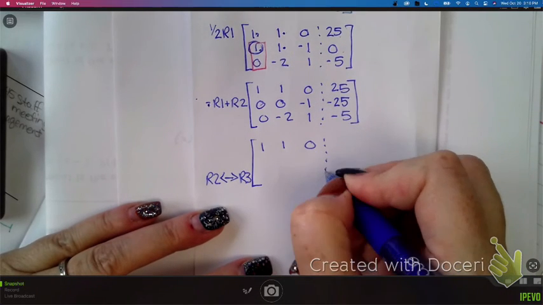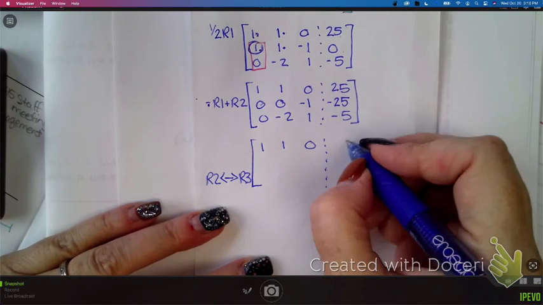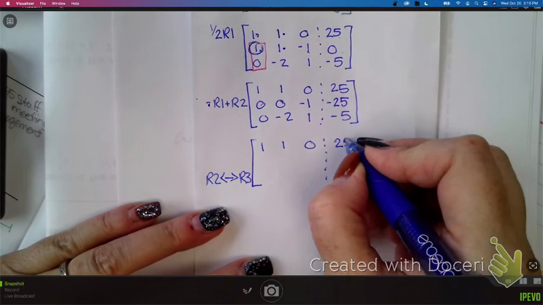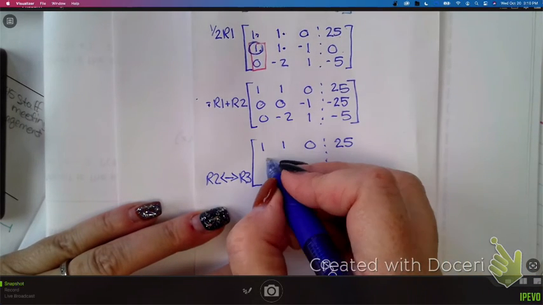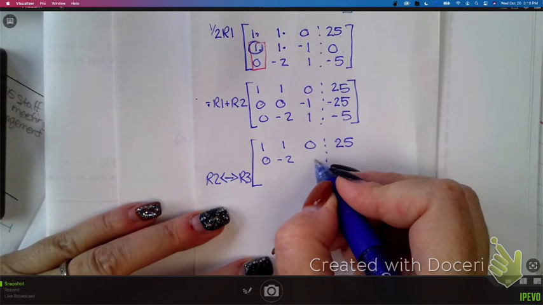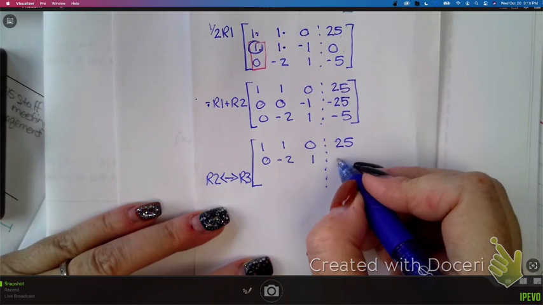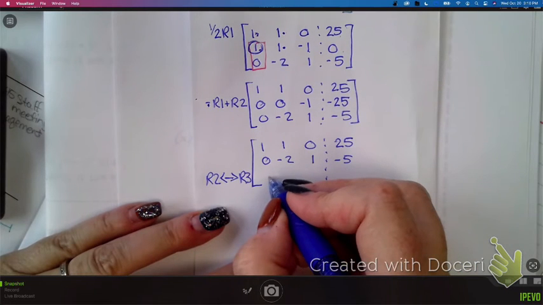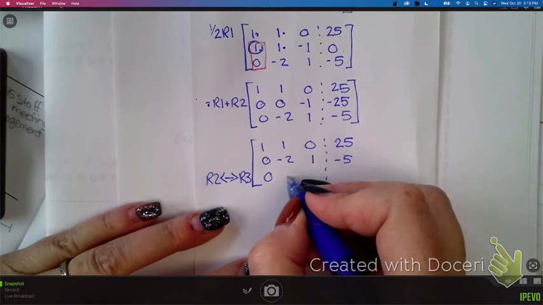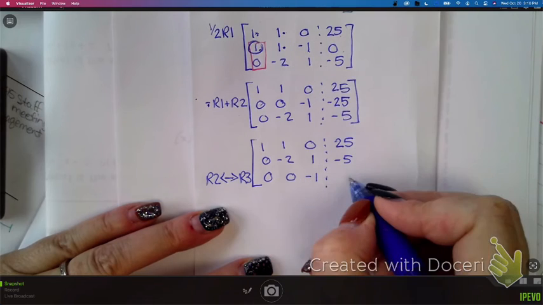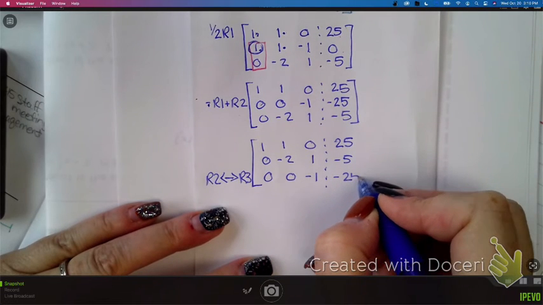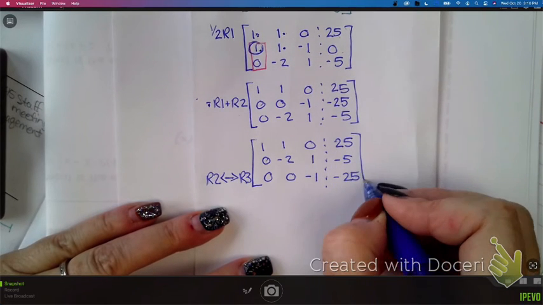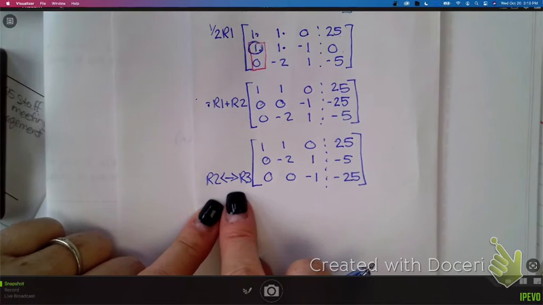Hopefully you're making sure your augmented lines are pretty much lined up. Yep. And then we're just switching them, right? So I have 0, -2, 1, -5. It's -1. No, we're switching the 2 rows. You're doing like 5 different things right now. No, we did one thing.